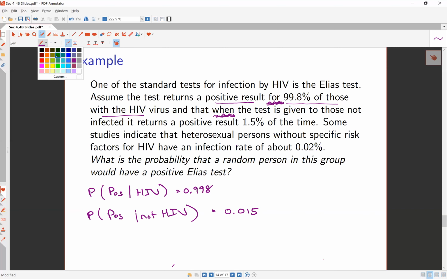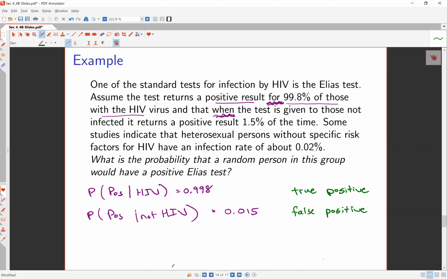And just take a note here, this first number is an example of a true positive. If someone has the disease, we want the test to come back positive. The second one is an example of a false positive. Like if you are not HIV positive, you don't want a positive test result back. So we'll discuss that again a bit more during our Zoom time.